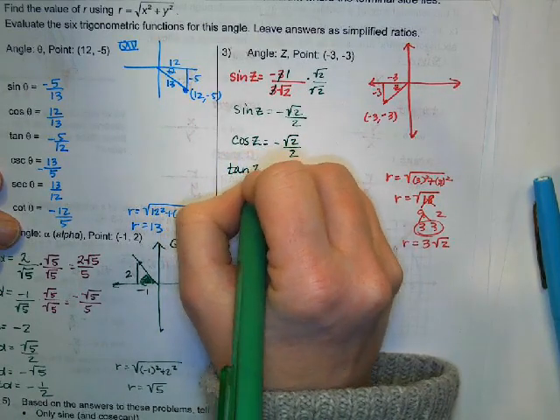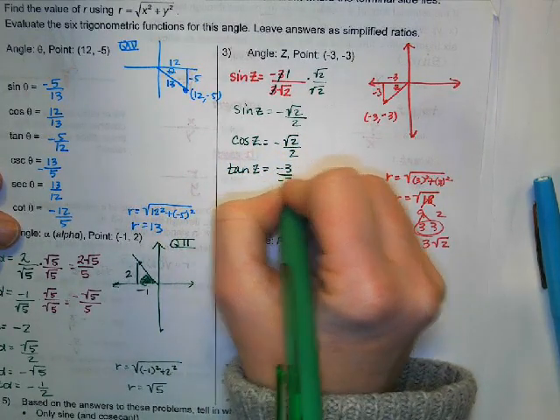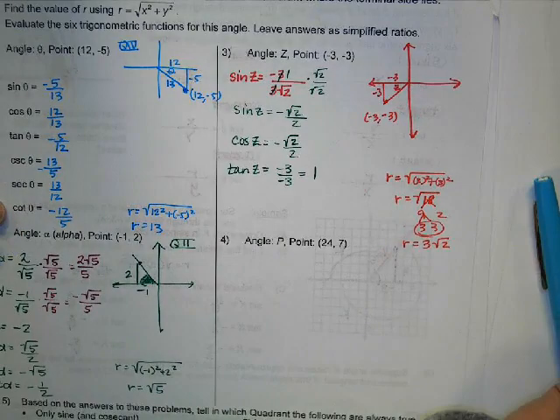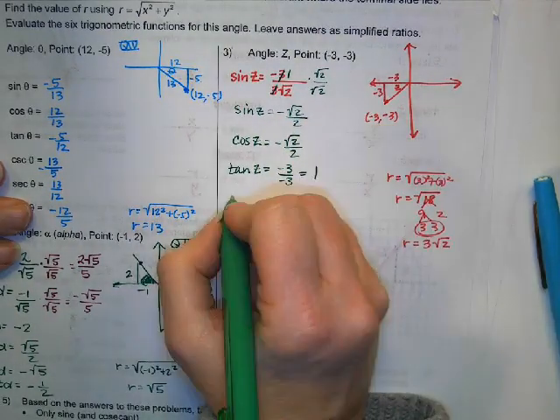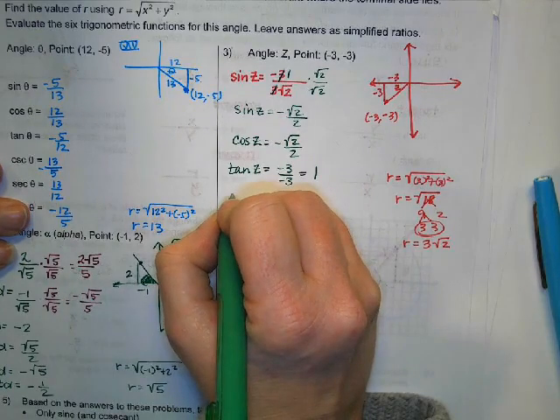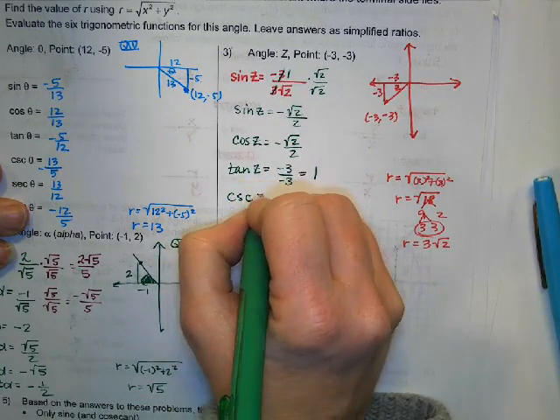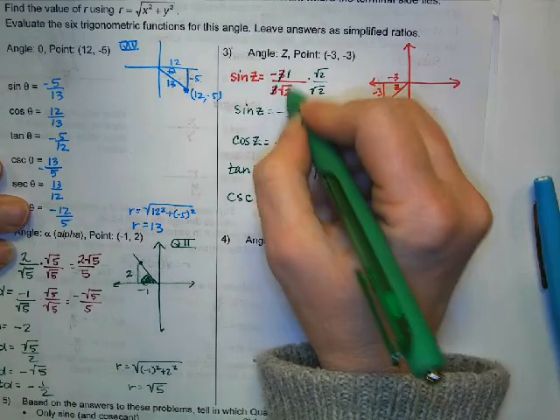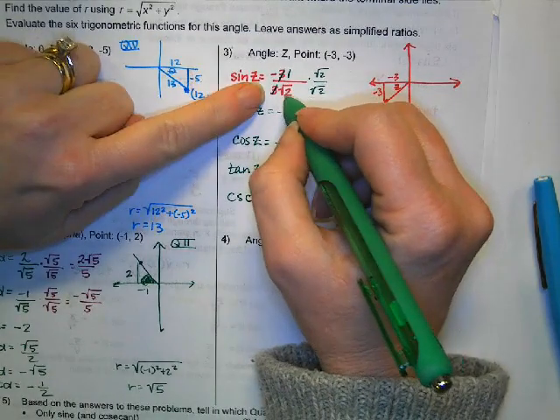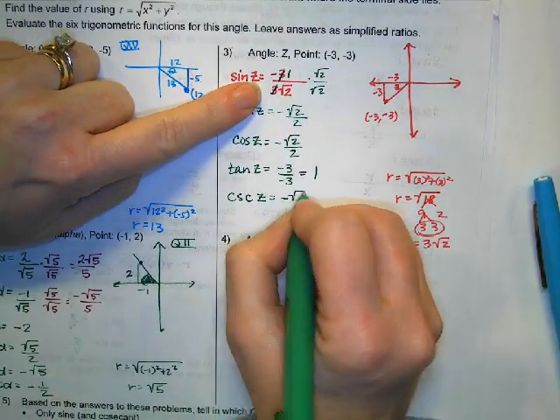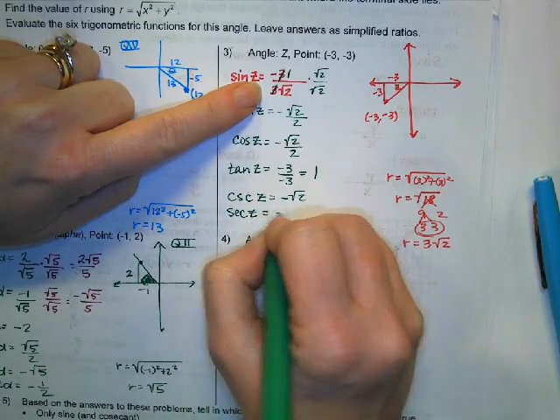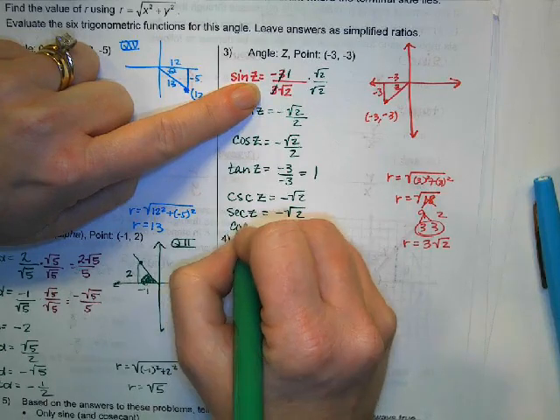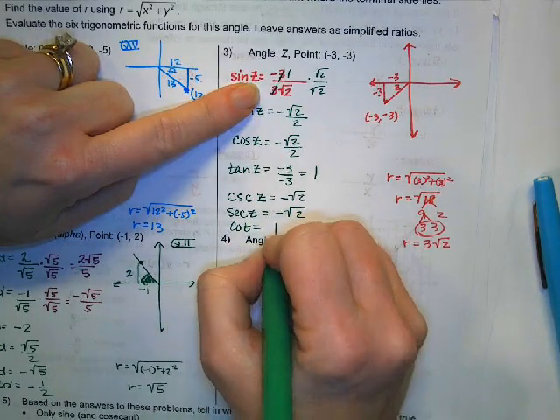Tangent is going to be negative 3 over negative 3, which is positive 1. And now we just have to flip these things over. So cosecant is sine flipped over. I'm going to flip it over before I rationalize it, so that would be 2 over negative 1, or negative square root 2. It's isosceles, so secant's going to be the same. And cotangent is 1 flipped over, and 1 flipped over is still 1.